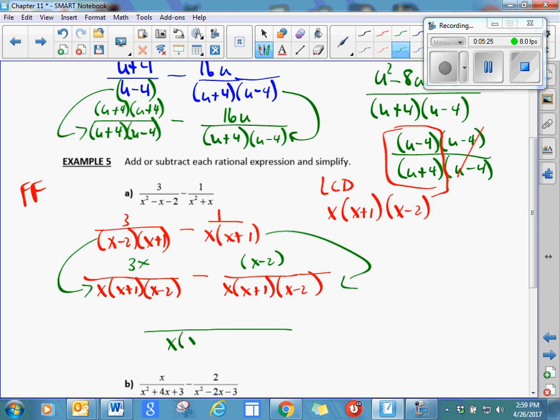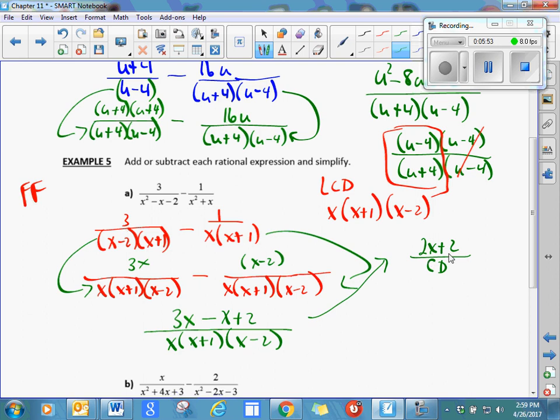So I'm going to rewrite with a single fraction bar, and I am going to say 3x, and I'm going to distribute this negative 1 to each piece. So I'm going to say minus x plus 2. All right, I'm going over here, running out of room. So what do I have now? I have 2x plus 2 all over the common denominator. I'm just going to put CD, common denominator.